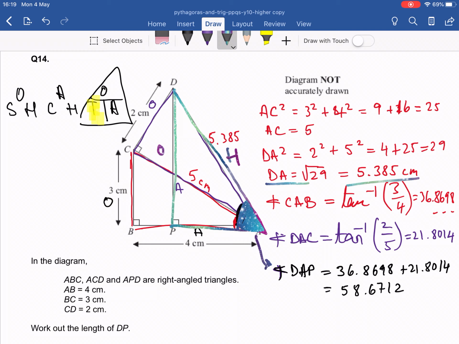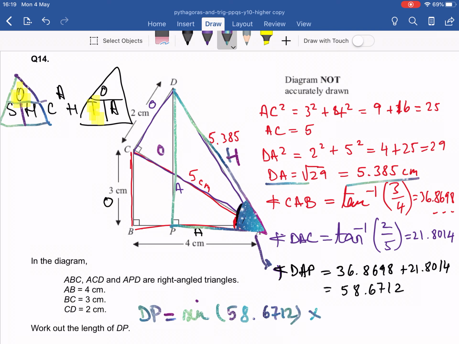So the trig ratio that has O and H in it is SOH. I build my triangle there, and I'm working out the opposite, so I cover the O. So this is telling me that for DP, I do sine of the angle, so sine of 58.6712 times the hypotenuse, because I'm going across. So the hypotenuse, I got it as 5.385.